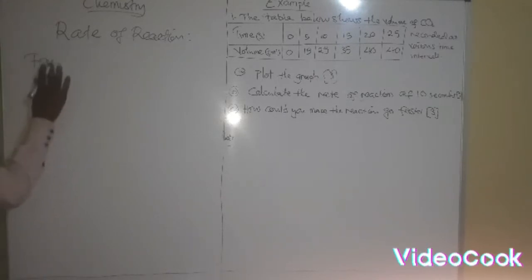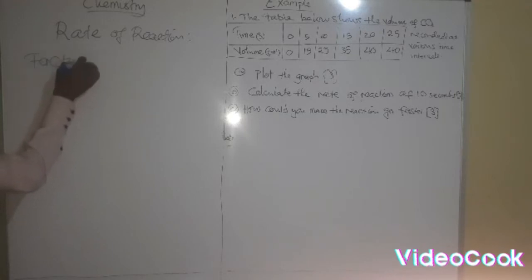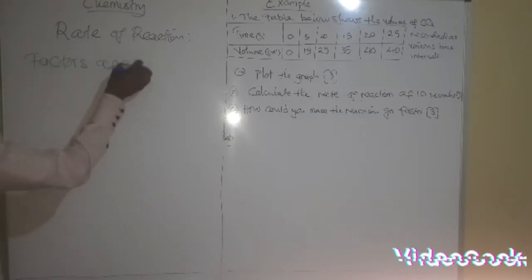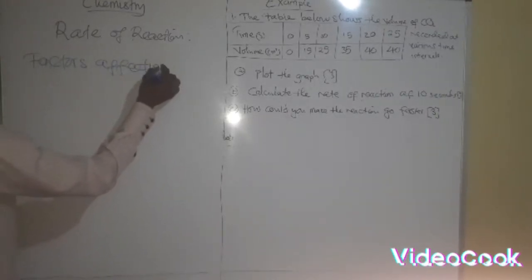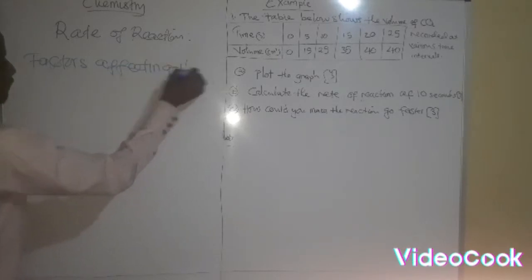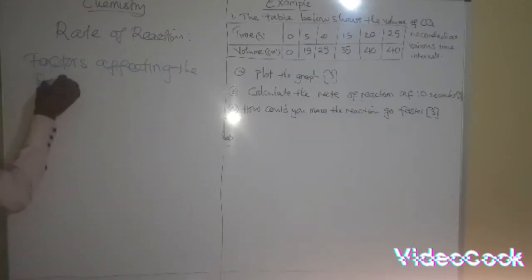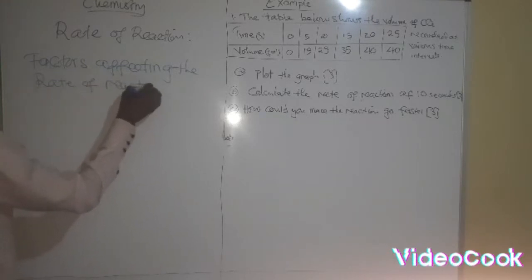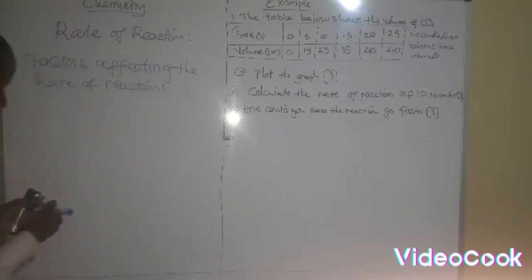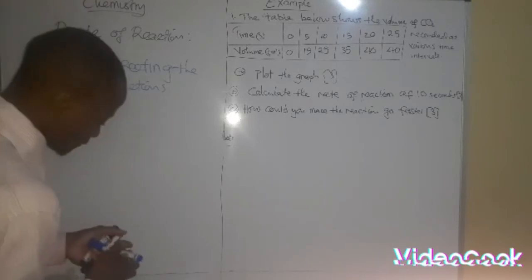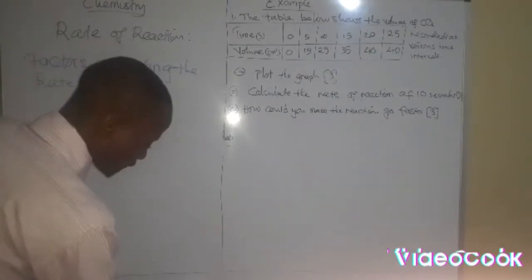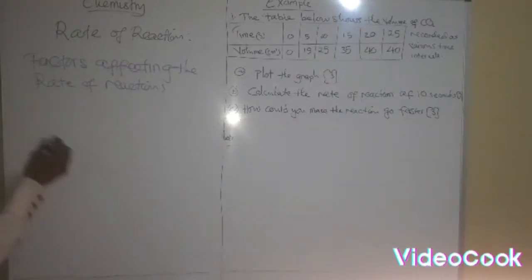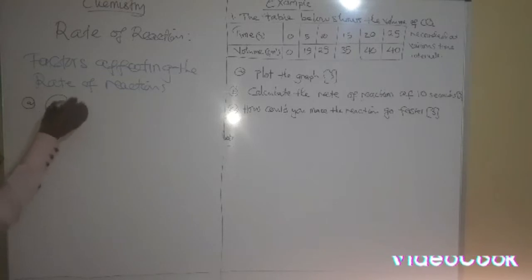What are the factors affecting the rate of reaction? One, we have a catalyst. Among the factors which affect the rate of reaction, we have what is called the catalyst.